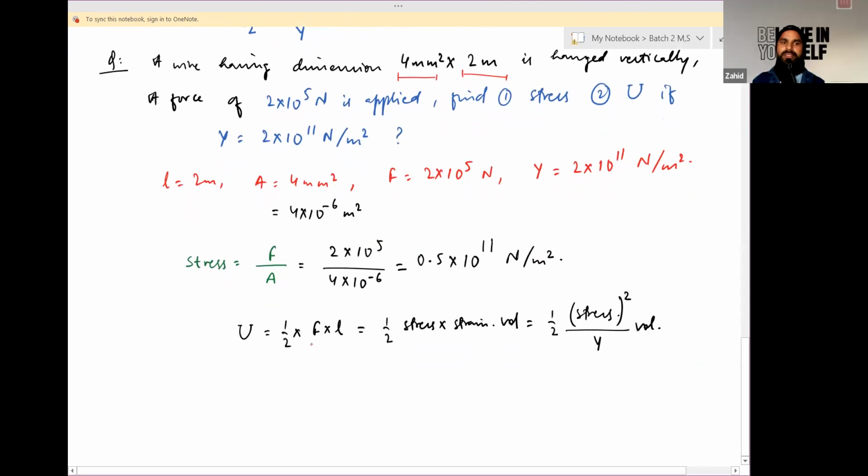Just use the first formula, put the values of force and extension produced if you have them. Otherwise, use this third formula. Since we have calculated stress, we have Young's modulus, and you can solve volume, which equals area into length. This is capital L, the actual length of the wire. But in the formula, we have a small l, which is the extension produced.